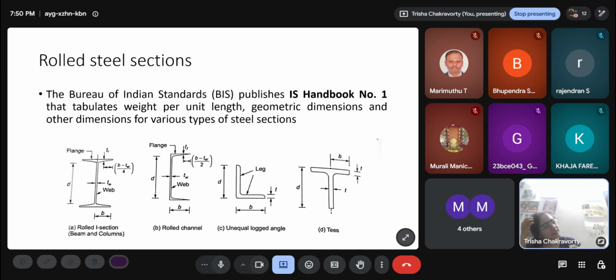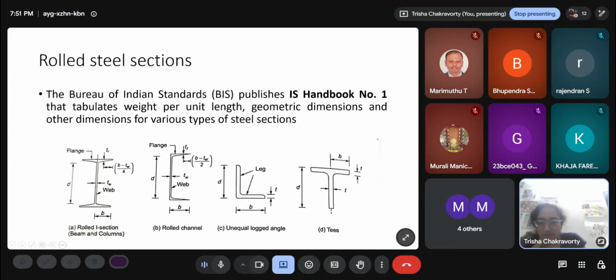Steel is rolled, it's made in the factory and then shipped to the site. The Bureau of Indian Standards, BIS, publishes IS Handbook 1 that tabulates weight per unit length, geometric dimensions, and other dimensions of various types of steel sections. So there are some fixed dimension combinations. It's not physically impossible to make a section of any combination you want, but usually in the factory some standardized sections are made, some sections are rolled out, and those are used.